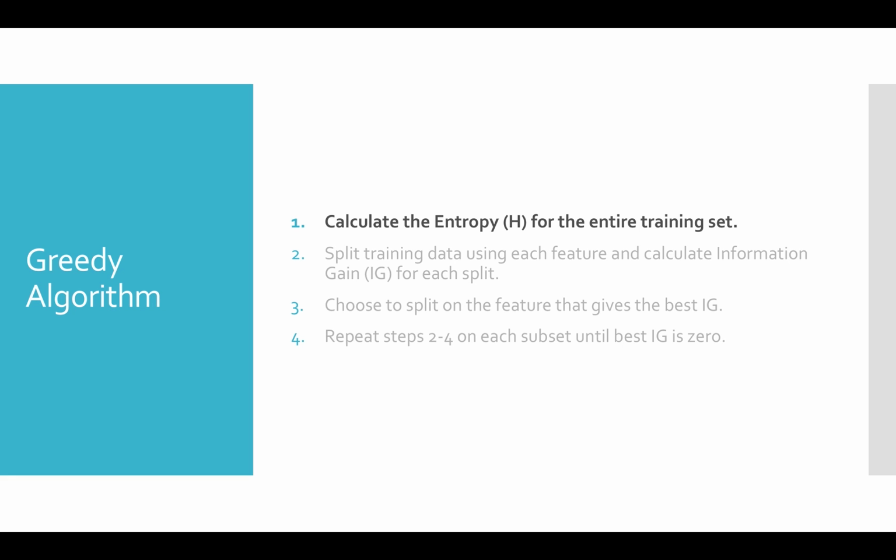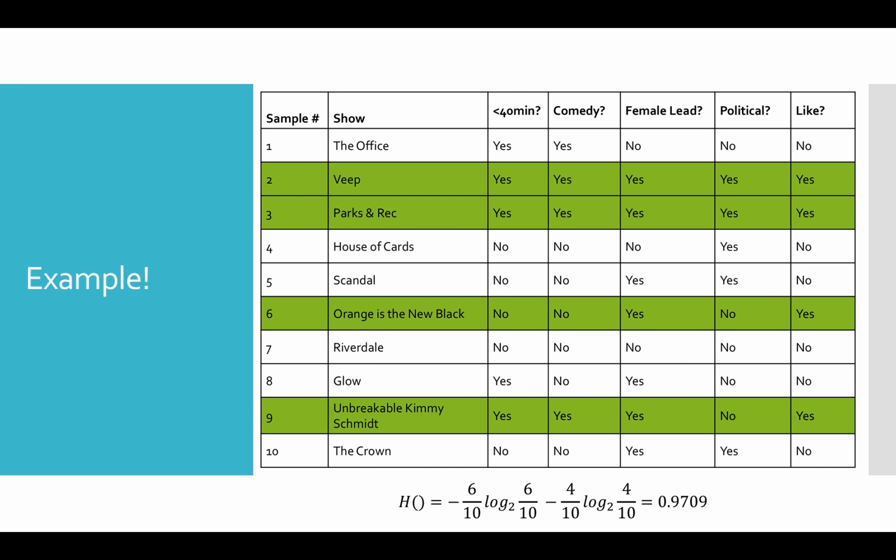Let's start with our greedy algorithm. First, we need to calculate the entropy for the entire training set. I highlight all of the yes labels in green throughout, so that we have a better way to visualize how many samples are yes and how many samples are no. So here we have 4 samples of yes and 6 samples of no. So we calculate entropy like so at the bottom of the screen, and we get 0.97. So not quite random, but pretty close.